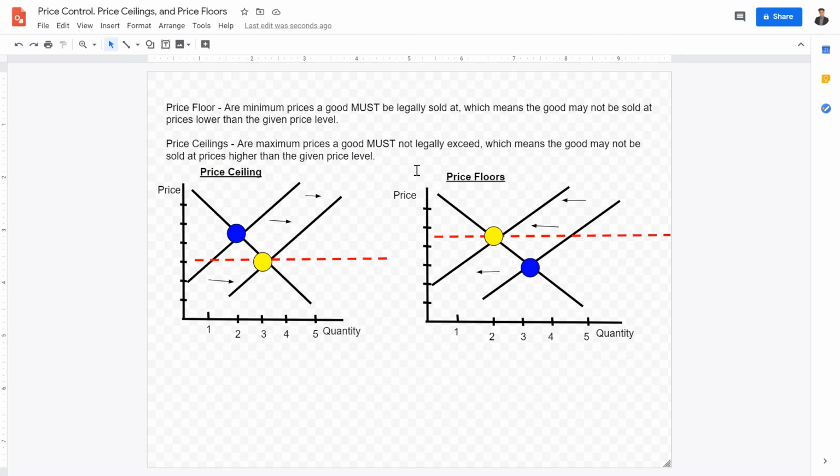During price ceilings, there is going to be an excess of demand. During price floors, there is going to be an excess of supply. I hope this video is helpful in clarifying and defining, using graphic form, price floors and price ceilings, which are the most common methods of price control.